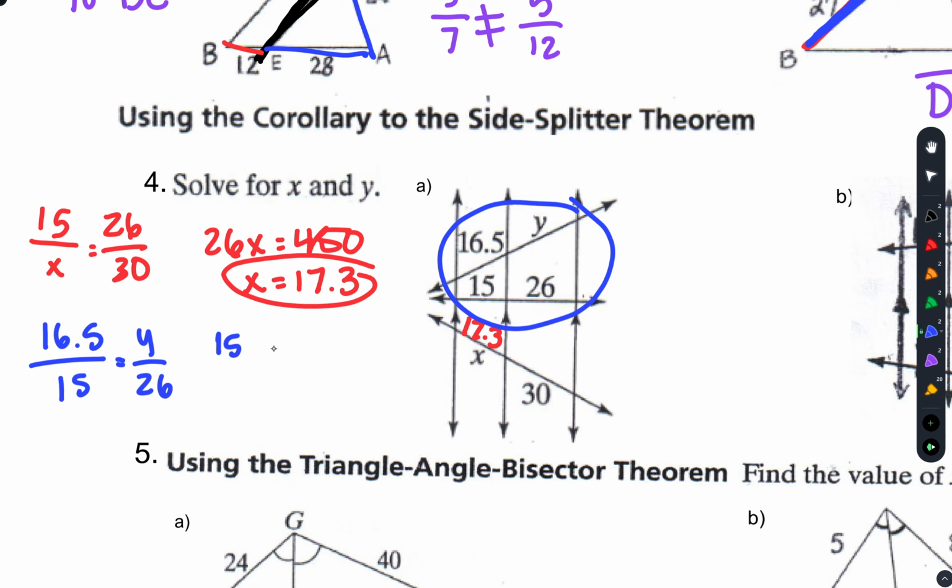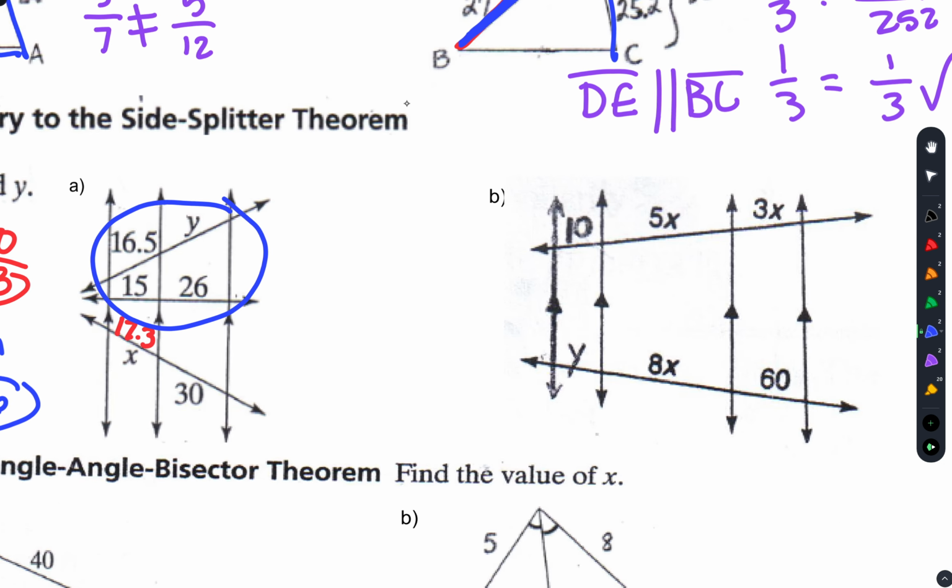And again, we're cross multiplying. I don't think that's 240. What is it? 429. And we get y equals 28.6. Good? Everybody see how I'm getting these? Again, I'm just looking at the diagram.